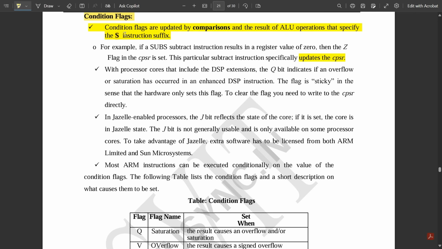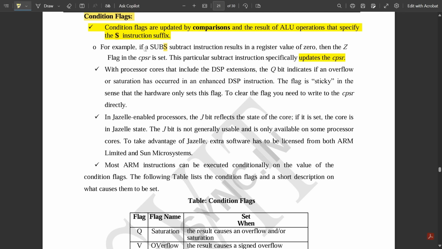These condition flags would be activated only if we use an instruction and add the letter S as the suffix, because that S goes to the CPSR, and in the CPSR register we have the condition flags, which then get updated. So the S suffix is very important for these condition flags.